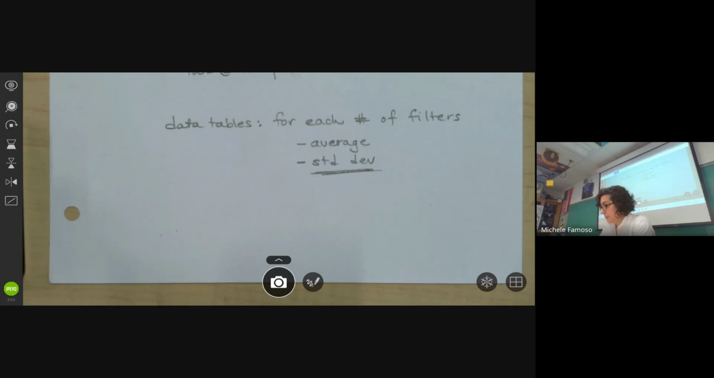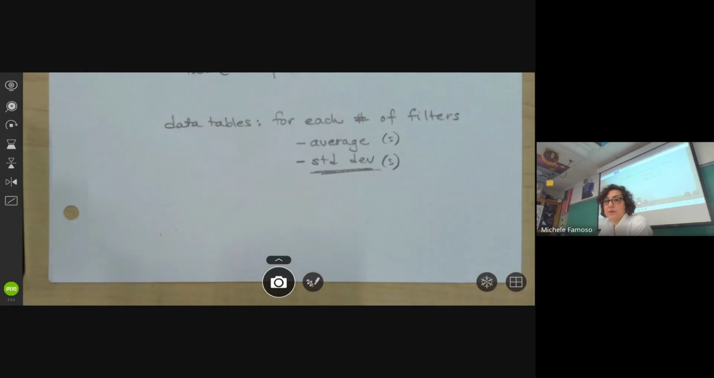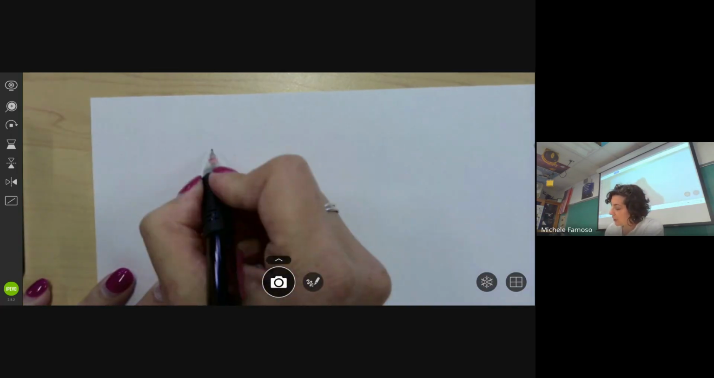Okay. And your averages are in seconds, so are your standard deviations. Standard deviations are the same units as the data itself. Okay, so in terms of this lab report, it's not really a full lab report. Your lab report's going to include the following things.